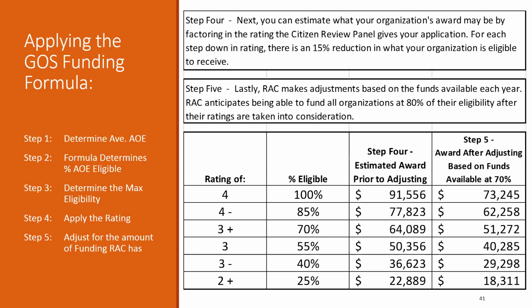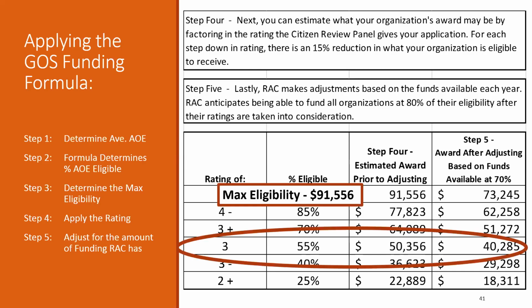We're never able to fully fund that amount, but based on your rating in general operating support, there is a step down of 15%. So that is a bigger step down than program support. In this case, an example organization that received a rating of 3 is eligible for 55% or $50,000. And then we do typically have to adjust based on how much funding we have available. So then they're eligible for $40,000.